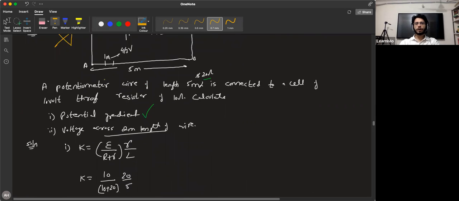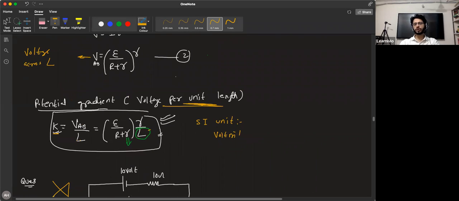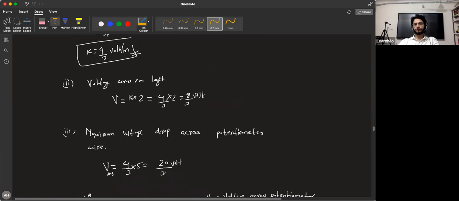Now, if I plot a graph between voltage versus length, taking length on the x-axis and voltage on the y-axis, then you will get VAB is equal to KL. What should be the shape of the graph? Straight line, ellipse, hyperbola? Straight line, right? It's a linear relation. VAB is one power, L is one power. The graph will be a straight line.